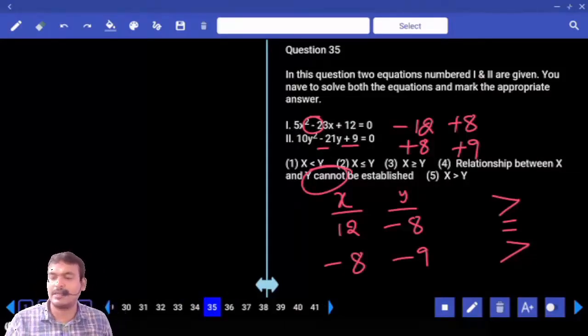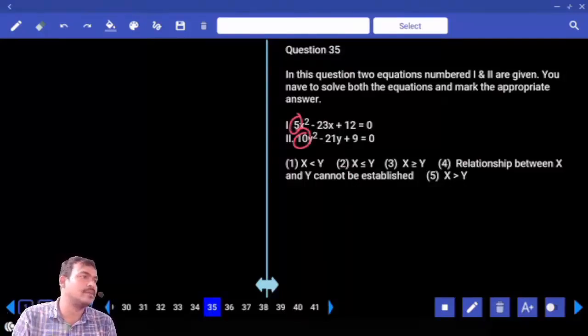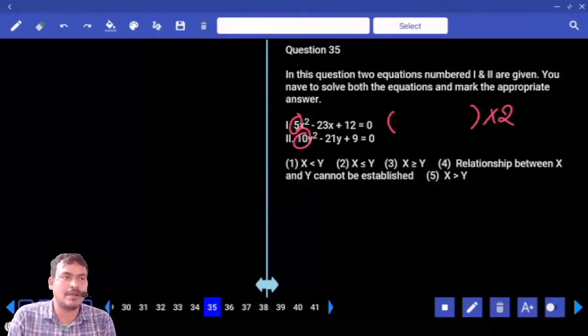Next question number 35. What is the coefficient of x square? 5. What is the coefficient of y square? 10. What is the LCM? 5, 10 LCM 10. 5 how many times? 2 times. Then x roots are multiplied by 2 times. But y roots are multiplied by 1 time, means there is no change in roots.